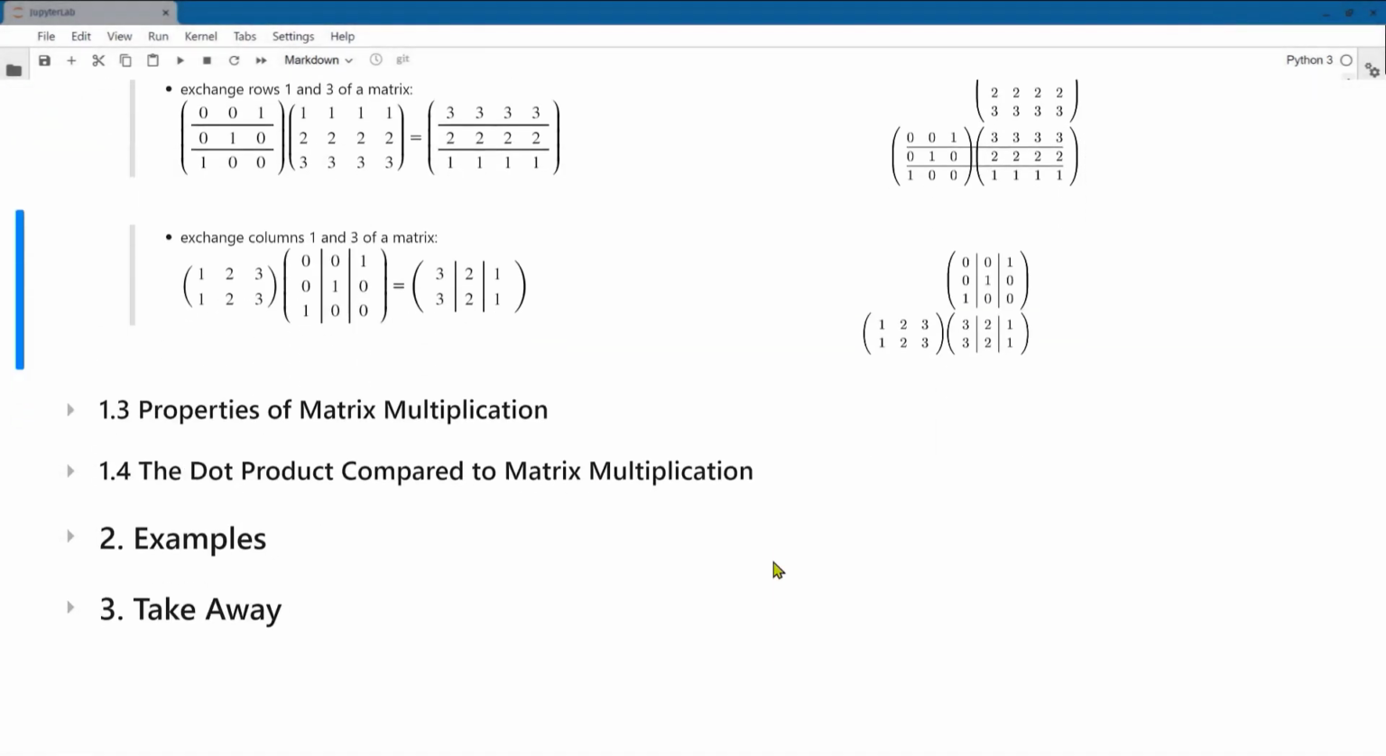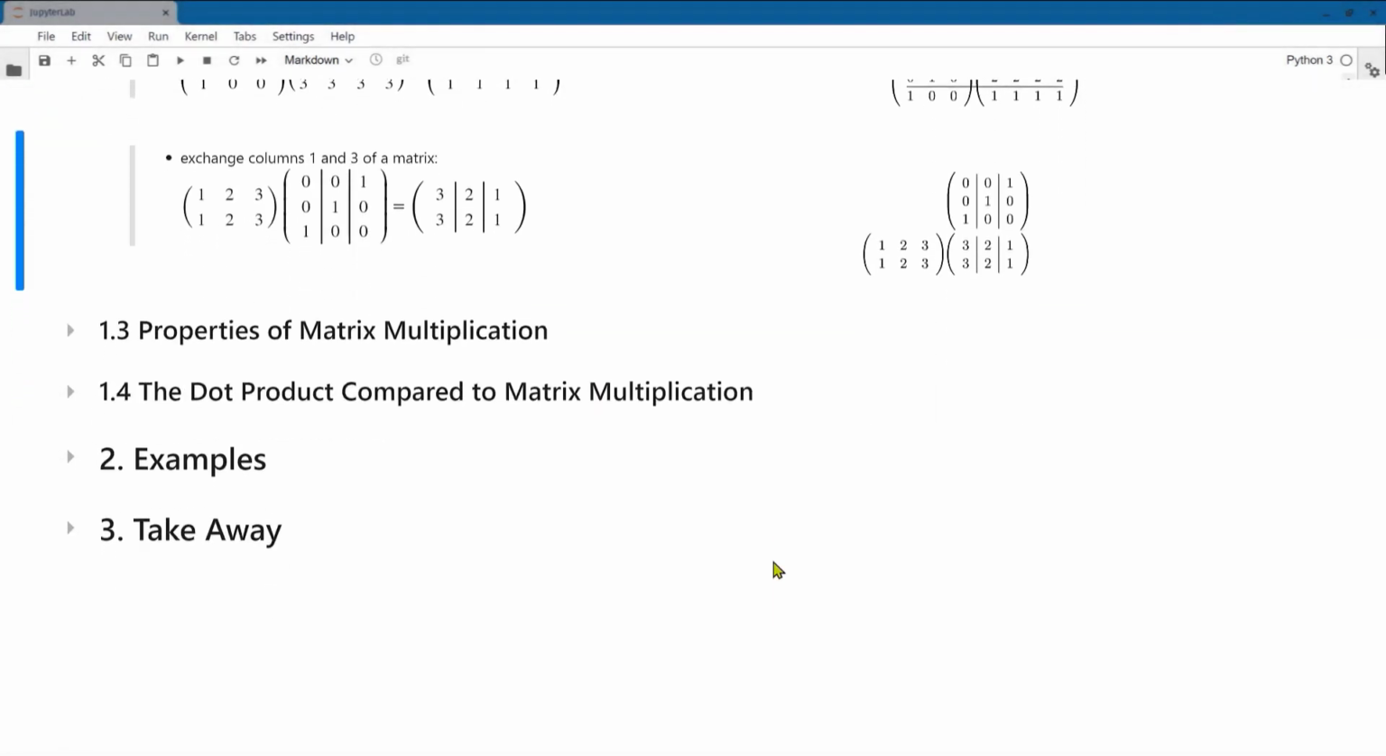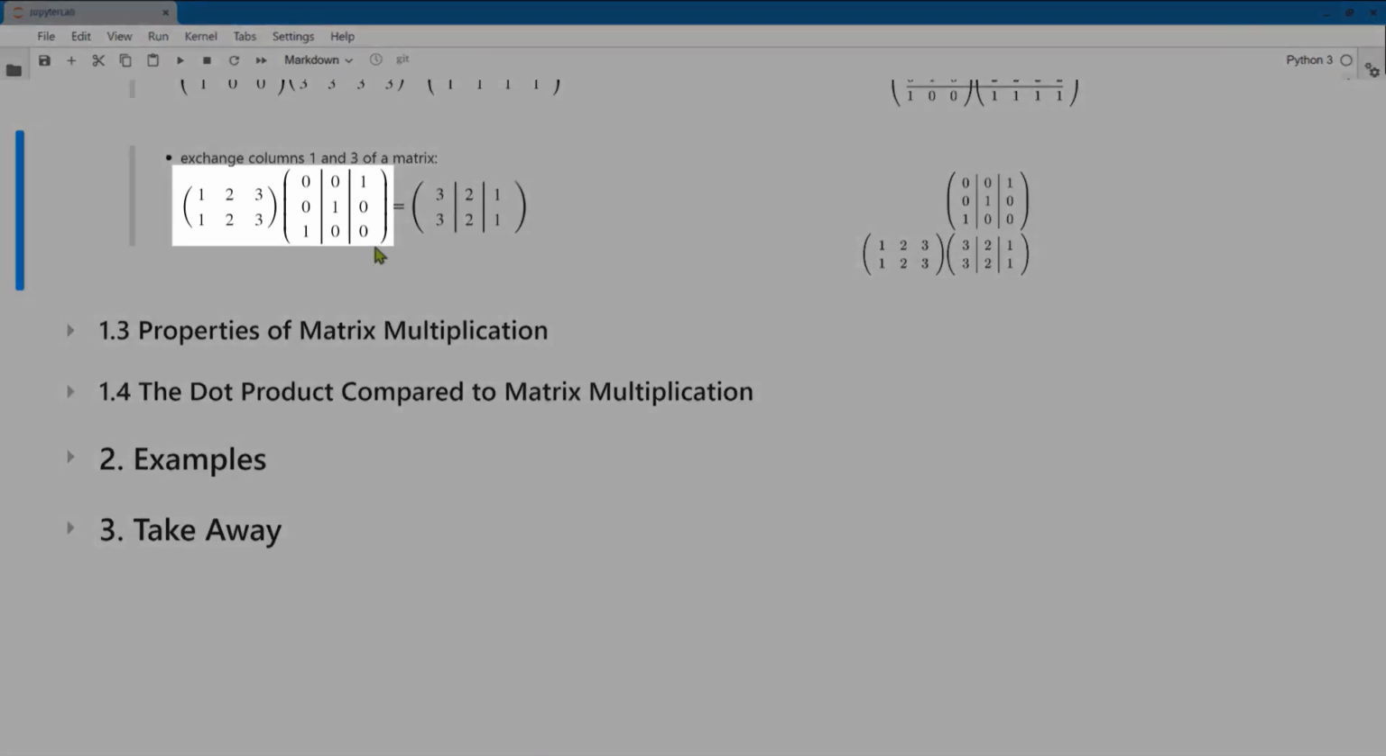We can also interchange columns in the same way. So this time around I have to multiply my permutation matrix, that I with the columns interchanged, from the right. And in the layout, it's easy to see. I've got my matrix A.